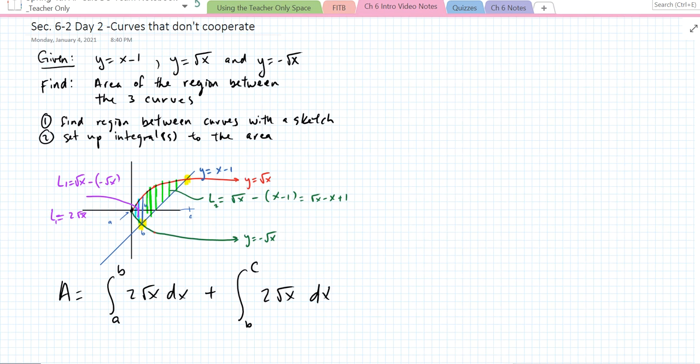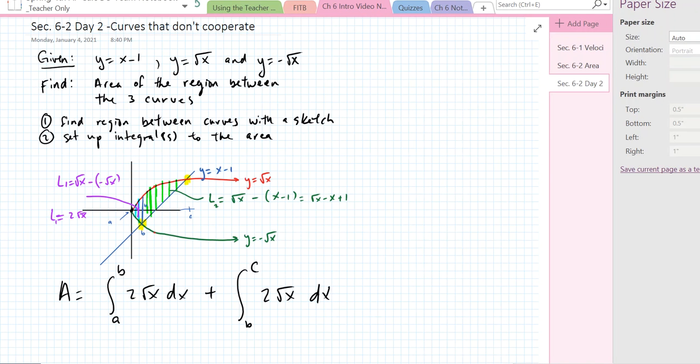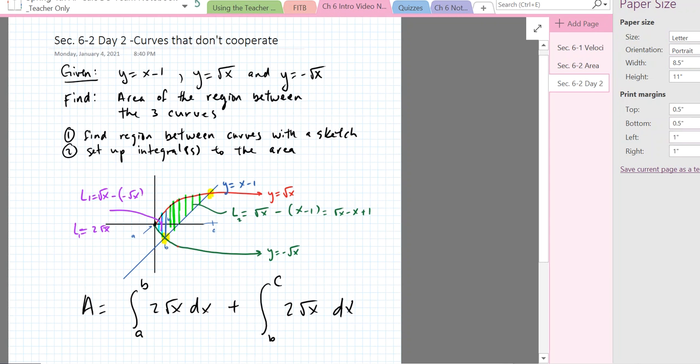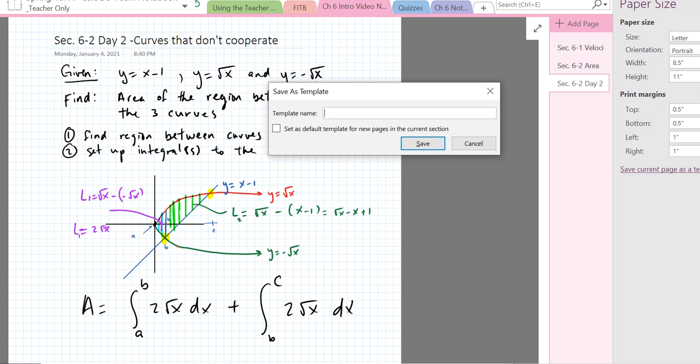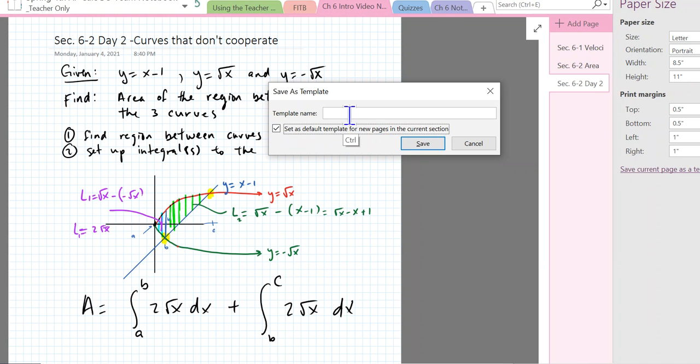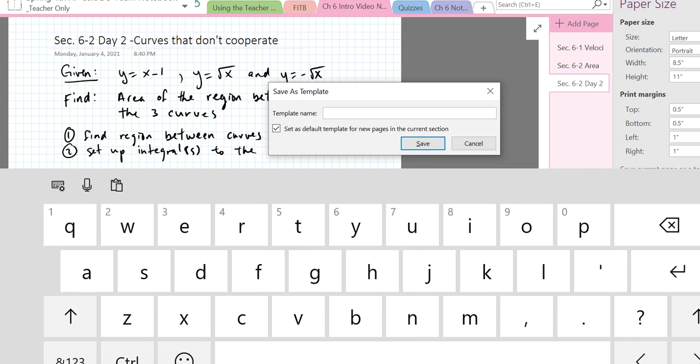So let me go in here. I need to change my paper size to letter real quick so it makes it a little easier. Okay, it's not working, so I'm not going to worry about it.